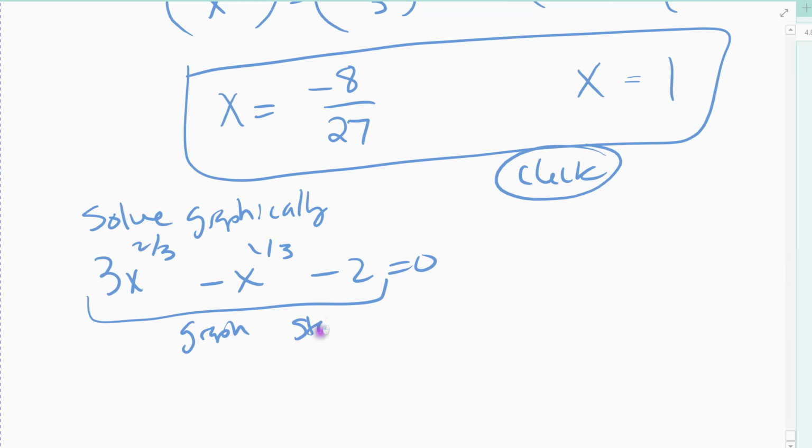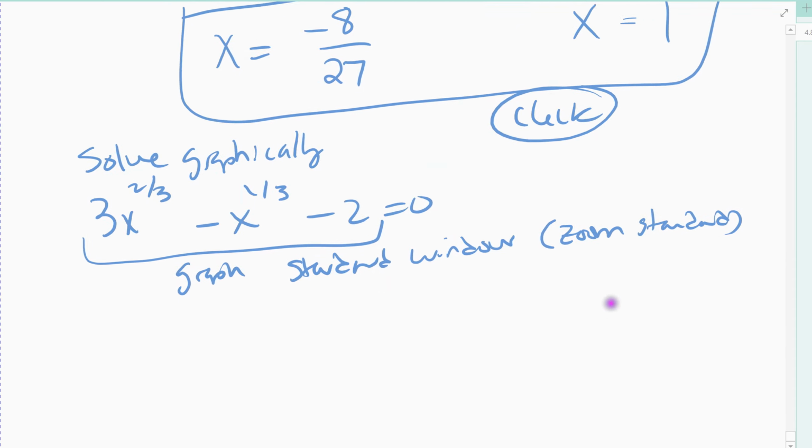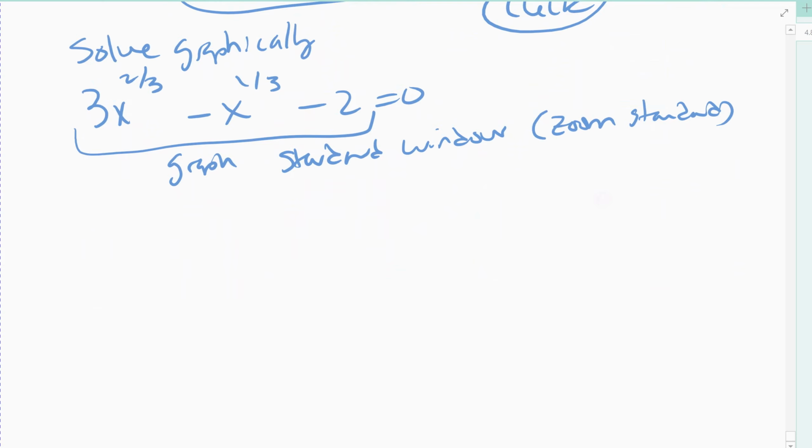I'm going to go back to a standard window. Remember, I changed my windows in the previous one. So 10 by 10 window, or you can hit zoom standard. 10 max, 10 min if you want to do it manually. So I'm going to graph that into my calculator, look at a standard window, and then I want to find the zeros, right? I have it set equal to 0, and so I'm going to find the zeros. And we've done this many times now in our previous examples.